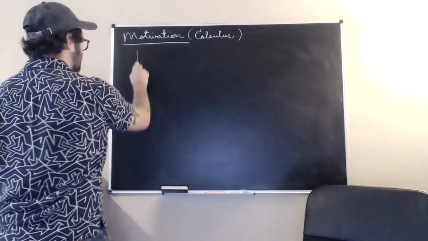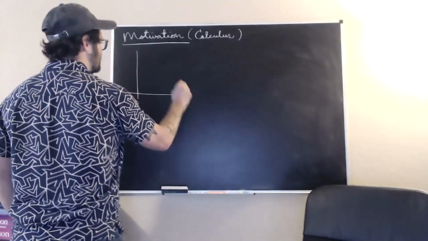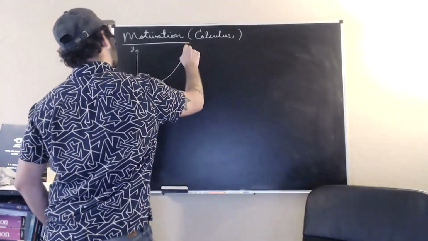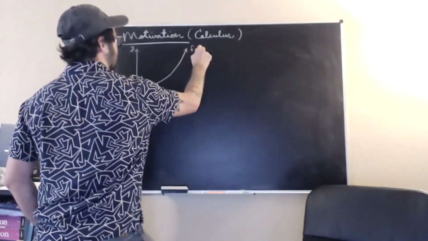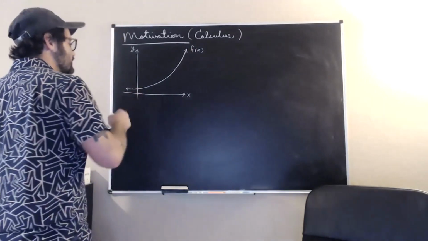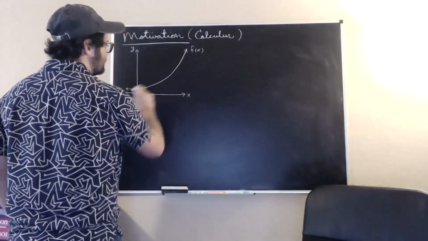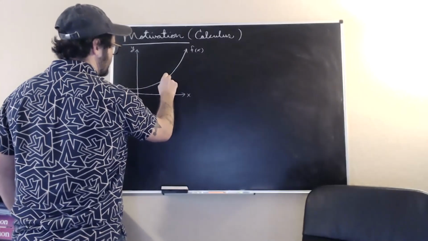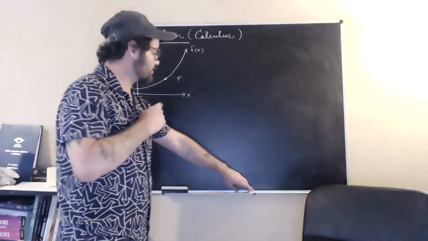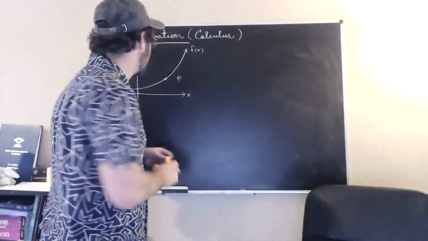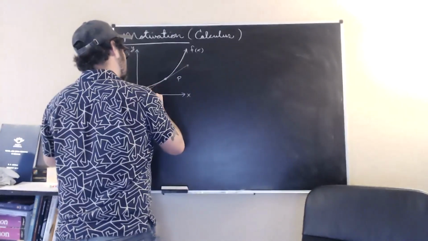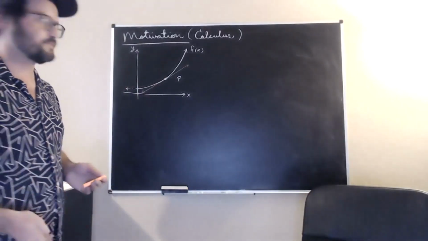So imagine you're looking at a curve. Imagine you have some curve that looks like this, and this is some function of x. Now, let's call this point P. One of the goals of calculus is to find the slope of the line that touches the graph of that function at that point, and only at that point. So that's the goal.